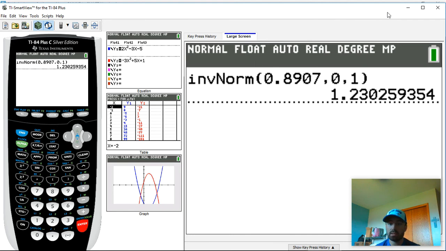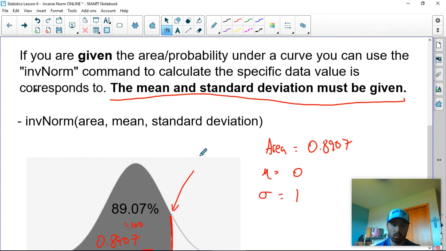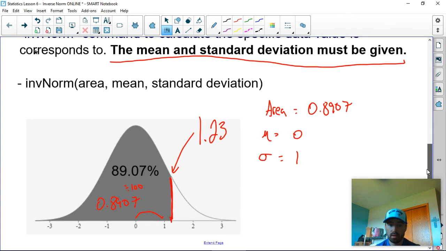And now it tells us this data point is 1.2302, so it is at 1.23. And that makes sense because it is above the 1, below the 2, and it looks like it's below the 1.5 mark. So that is how we use a calculator to take a percentage or a probability and figure out what data point correlates with it. So in the next videos, I'm going to go through some more examples.